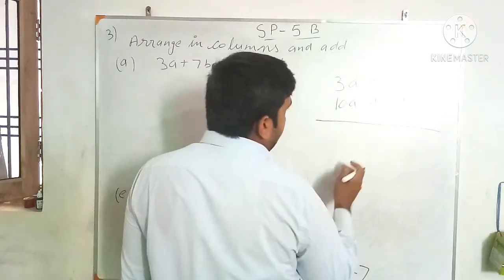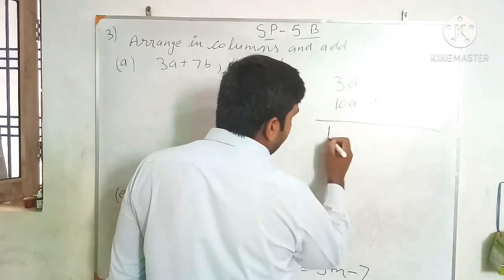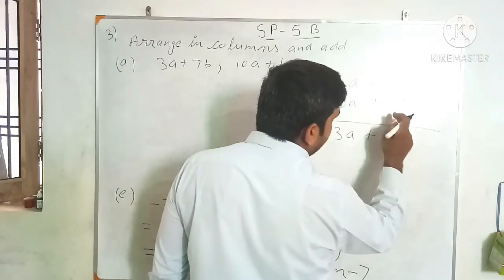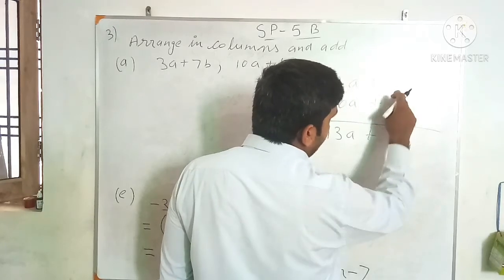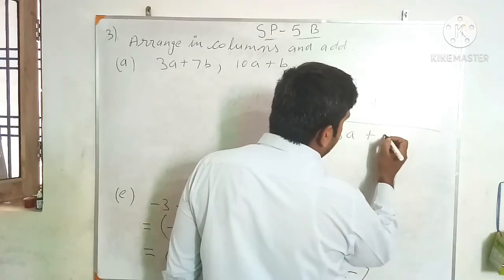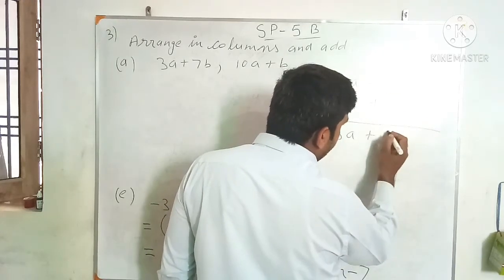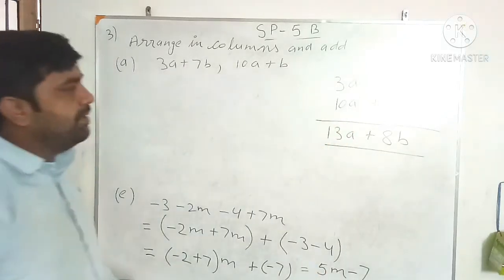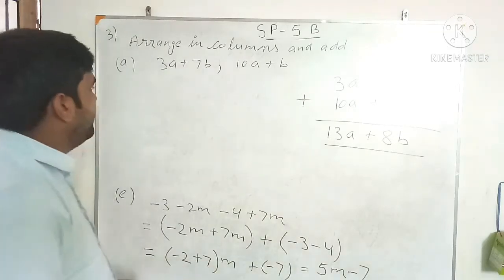So add these terms. 10 plus 3, 13a. Add the numerical coefficients 3 plus 10, 13a, put the plus sign, and 7 plus 1 here. See, the numerical coefficient of b is 1, so you can write 1b, so 7 plus 1 is 8b. So your answer is 13a plus 8b. By adding we got 13a plus 8b.